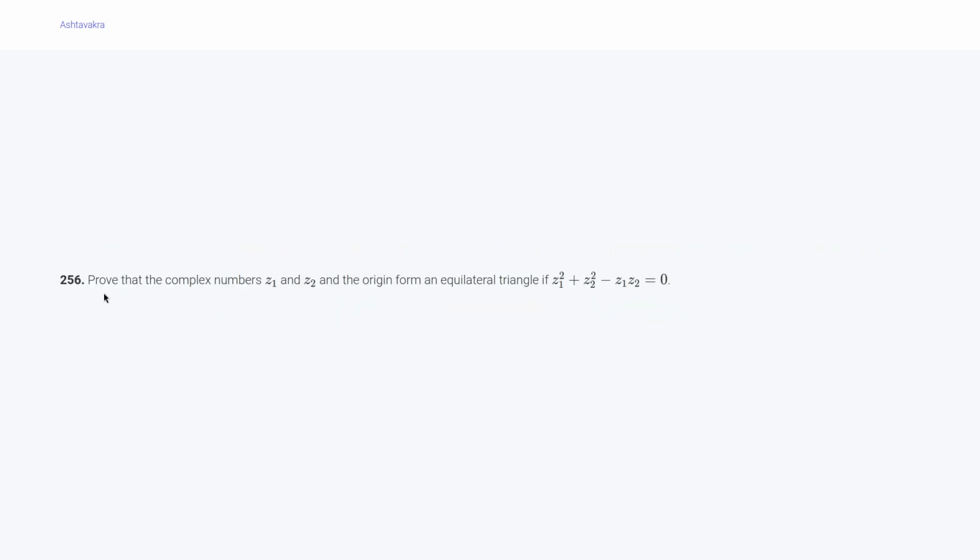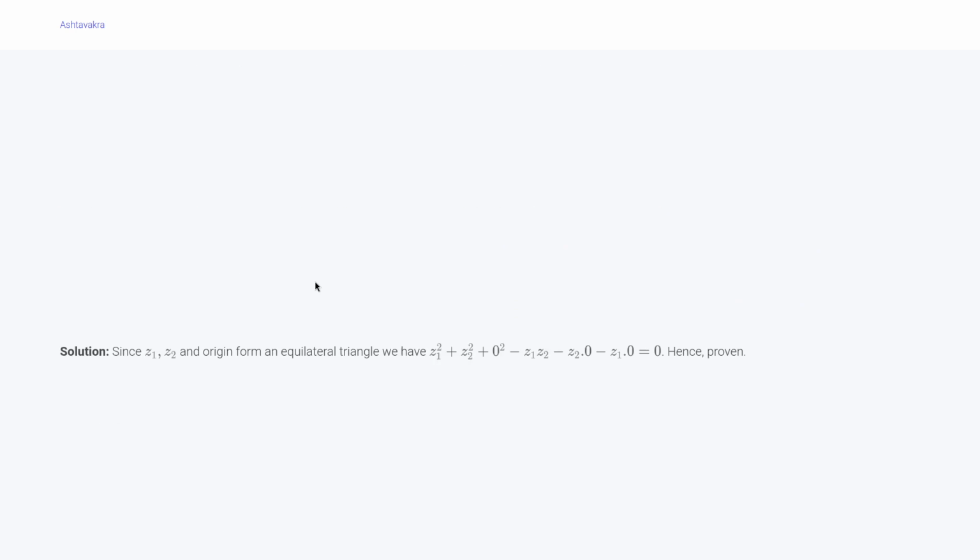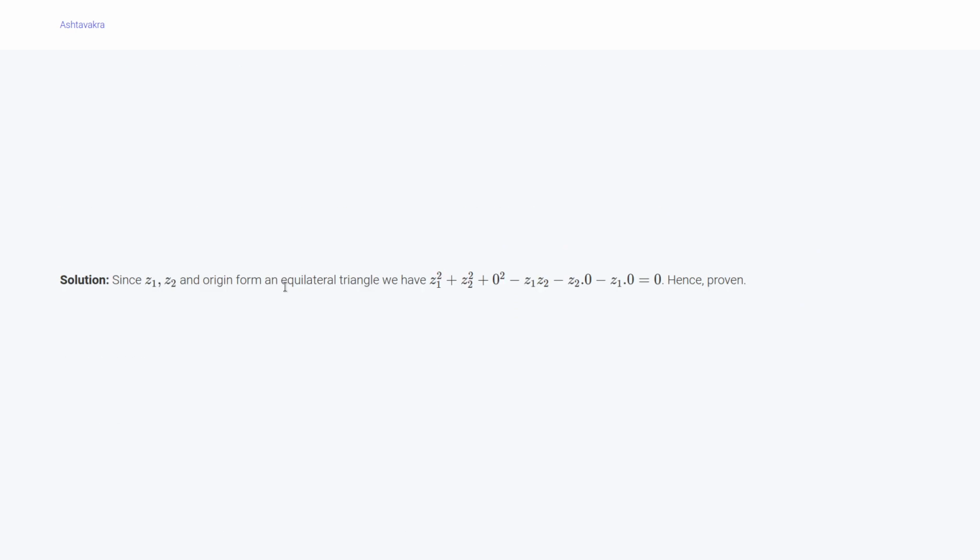Question 256 says to prove that the complex numbers Z1 and Z2 and the origin form an equilateral triangle if Z1 square plus Z2 square minus Z1 Z2 is equal to 0. From the same relationship, Z1 square plus Z2 square plus Z3 square equal to Z1 Z2 plus Z2 Z3 plus Z3 Z1 for an equilateral triangle, in this case Z3 being 0, we just substitute Z3 equal to 0 and we have the desired result.